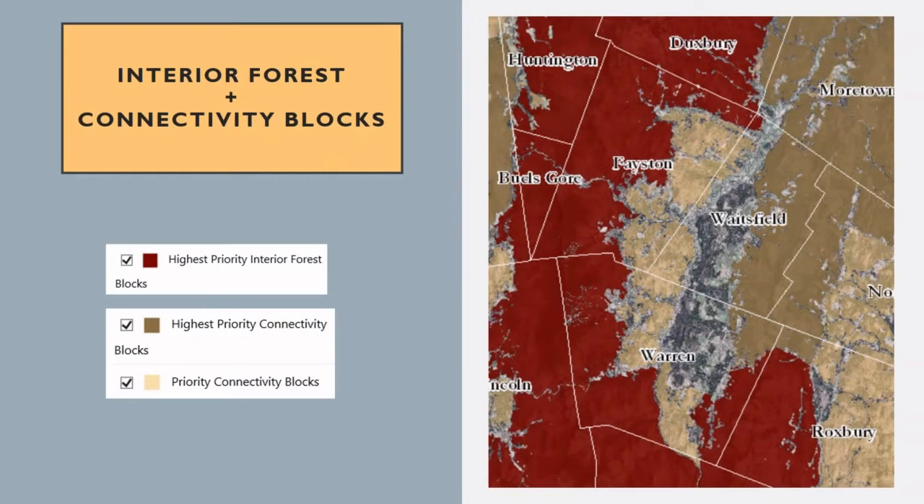Now, if you combine these two together, the interior forest and connectivity blocks, you might see a pattern that looks like this, where we have those highest priority interior forests in red, but you can also see how they connect together. As a town such as Waitsfield is trying to decide which blocks are most important at their level, they might look at this priority level, which is slightly less important at the state level than those darker shades of red and brown. They might need to decide whether they want to include those as important forest blocks, and they can use other factors of what's important in their town to help them decide.